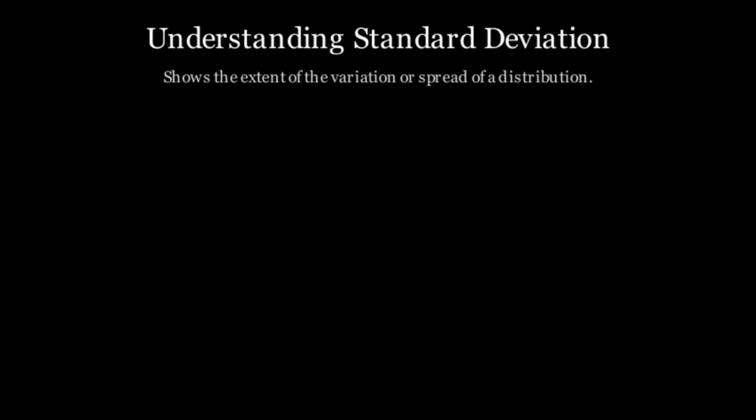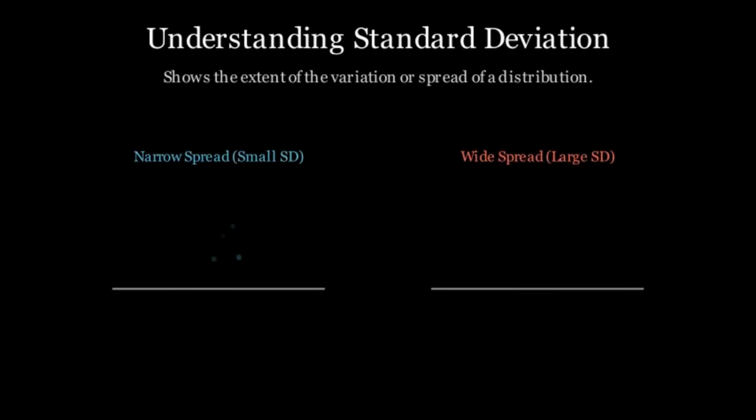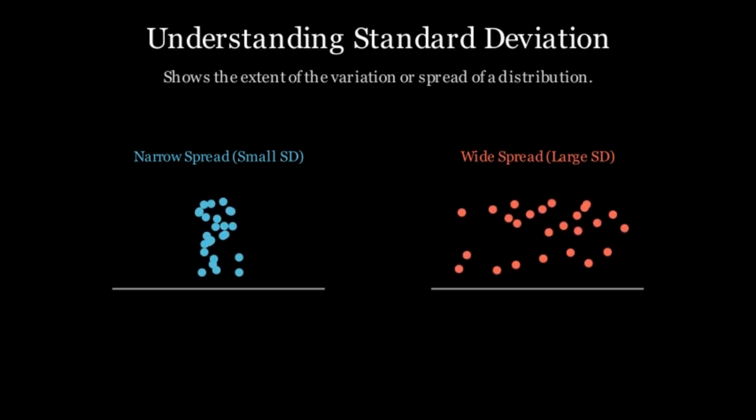Have you ever wondered why some sets of data are tightly grouped together while others are spread far apart? That is exactly what standard deviation helps us measure. A small standard deviation means the data points are close to the average, while a large standard deviation means they're more widely spread. In this lesson, you'll learn standard deviation step by step using simple, easy-to-follow examples.